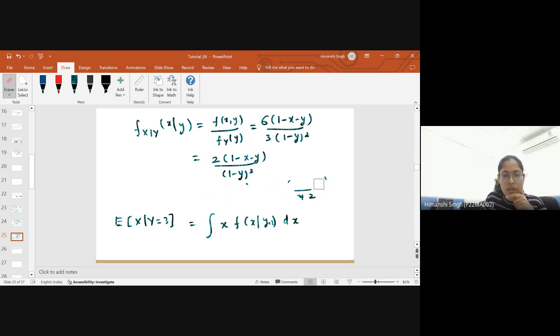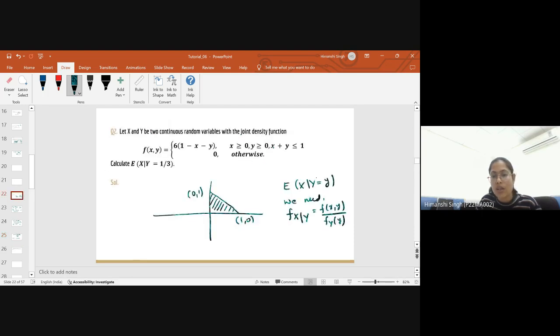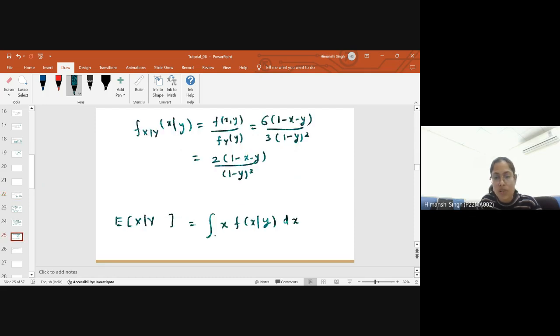Actually, first of all, in place of the expectation at this value, we will find the expectation of x given y in general, because we are just putting the limit here. It will be in the form of y, and we will put the value of y there. We are integrating with respect to x, where x is ranging from greater than or equal to 0 to less than or equal to 1 minus y. So it will be from 0 to 1 minus y.